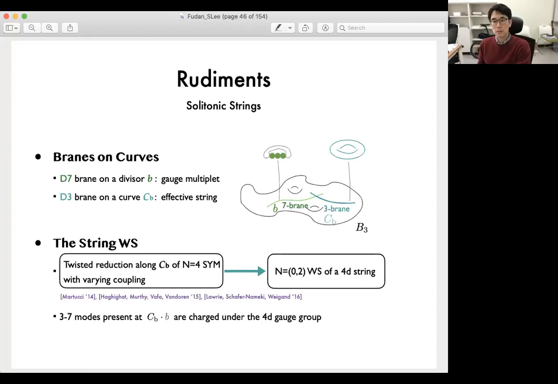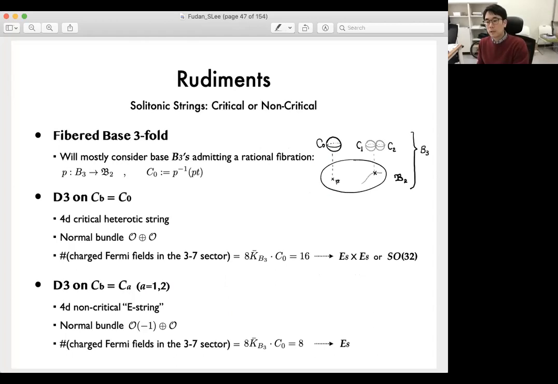In fact, for reasons that will become clearer in part two, we will assume that the base threefold admits a rational fibration over its own twofold base B2, as depicted in here. The projection map for this rational fibration will be denoted as P, and its rational fiber will be denoted as C0. Then, obviously, the normal bundle of this fiber class C0 is going to be trivial, and the topological configuration in the end identifies the associated string as the four-dimensional heterotic string.